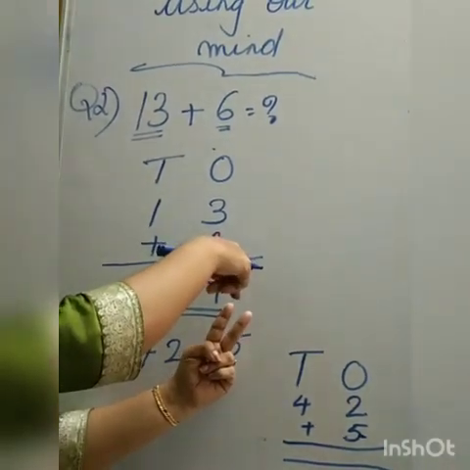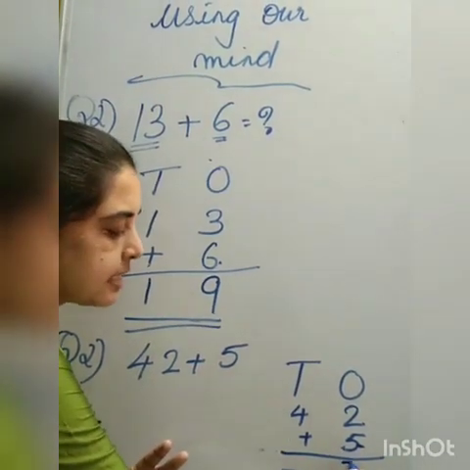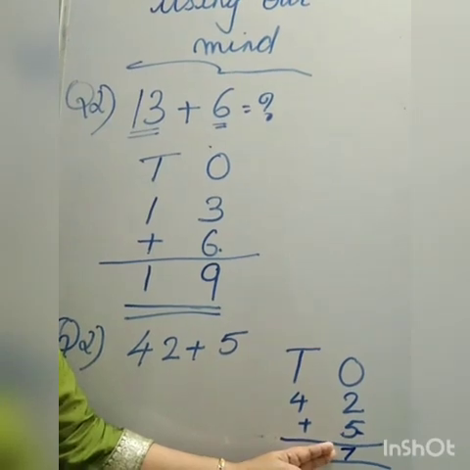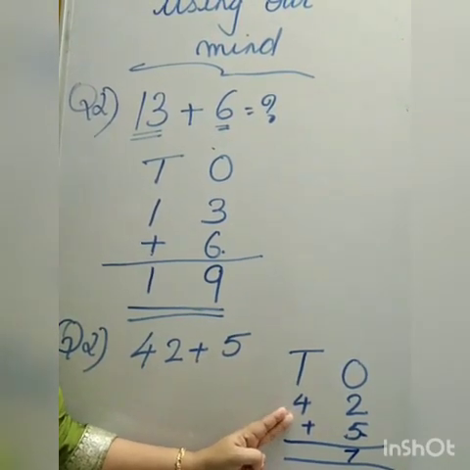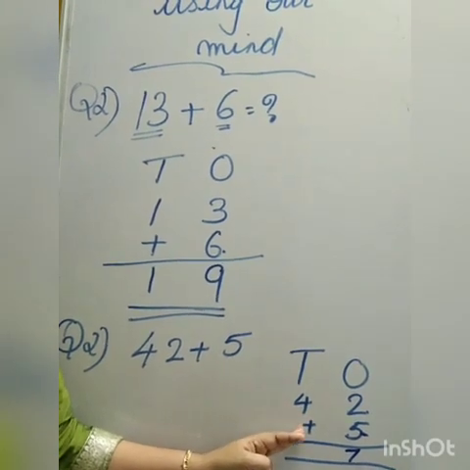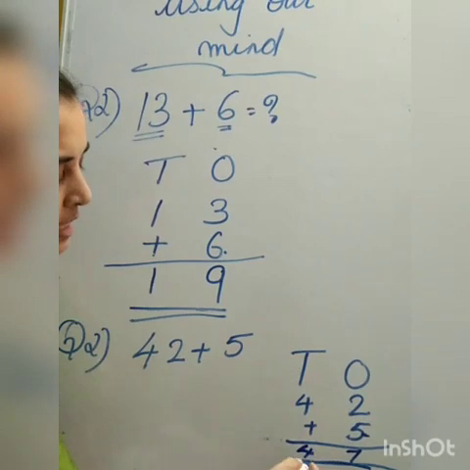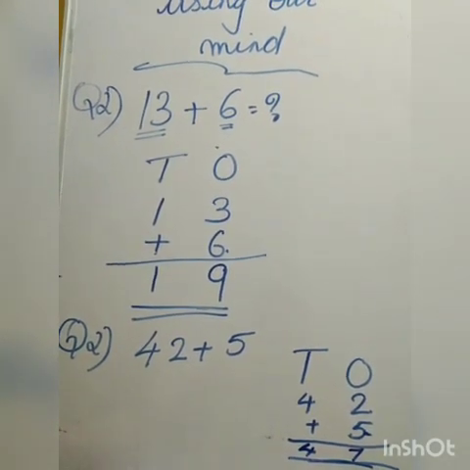After 5, 6, 7. So write 7 in the ones place. Ones place addition over. Now next step, tens place. Here which number came? 4. 4 plus 0 is equal to 4. What is the answer? 47 is the answer. Understood?